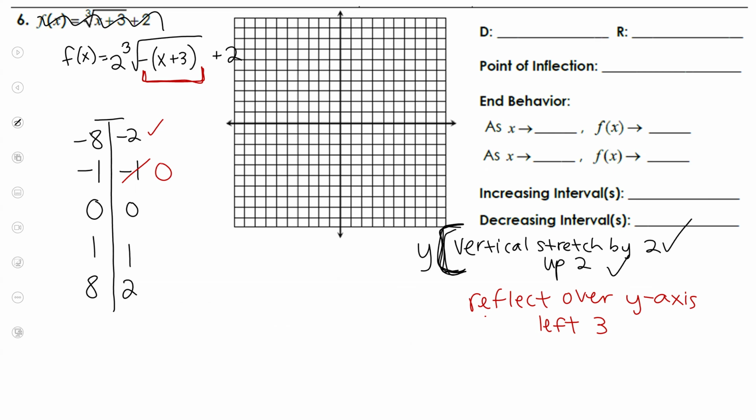Multiply by 2, so 2 becomes 2. 1 times 2 is 2, plus 2, this becomes 4. 2 times 2 is 4, plus 2, this becomes 6. Okay, so that's the transformations of your Y values.